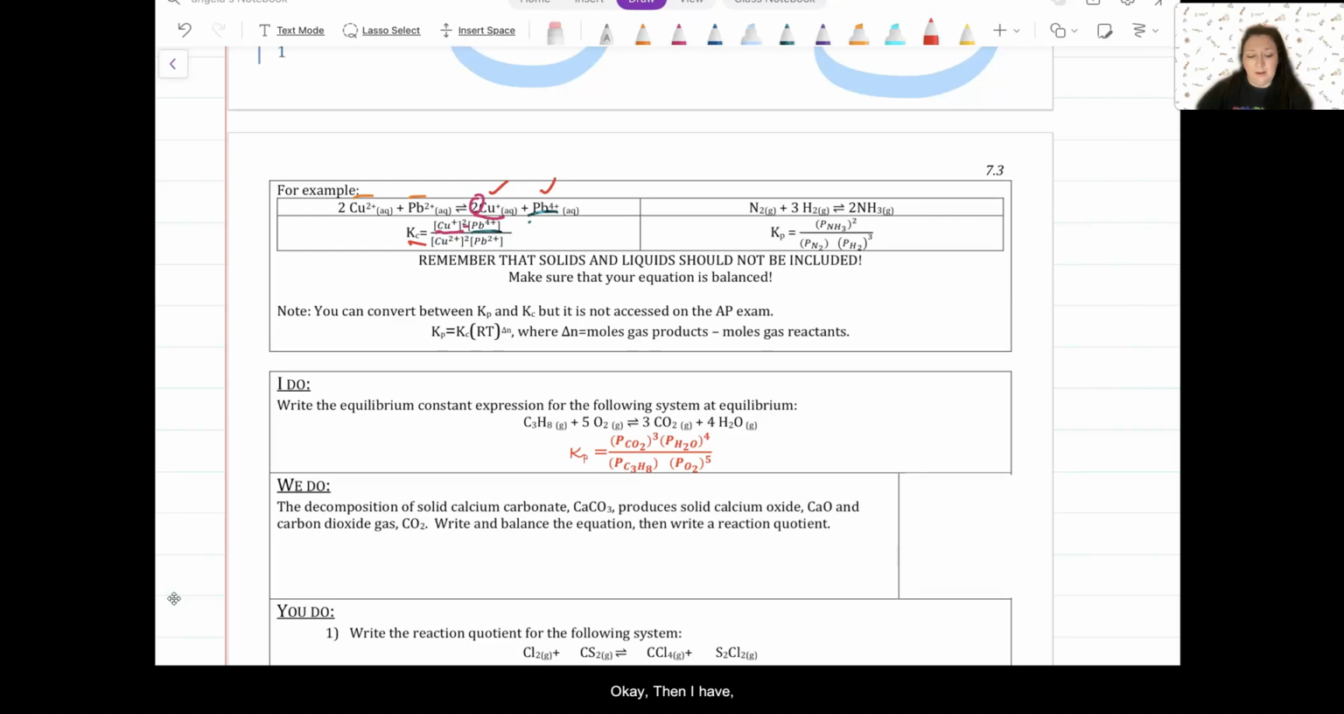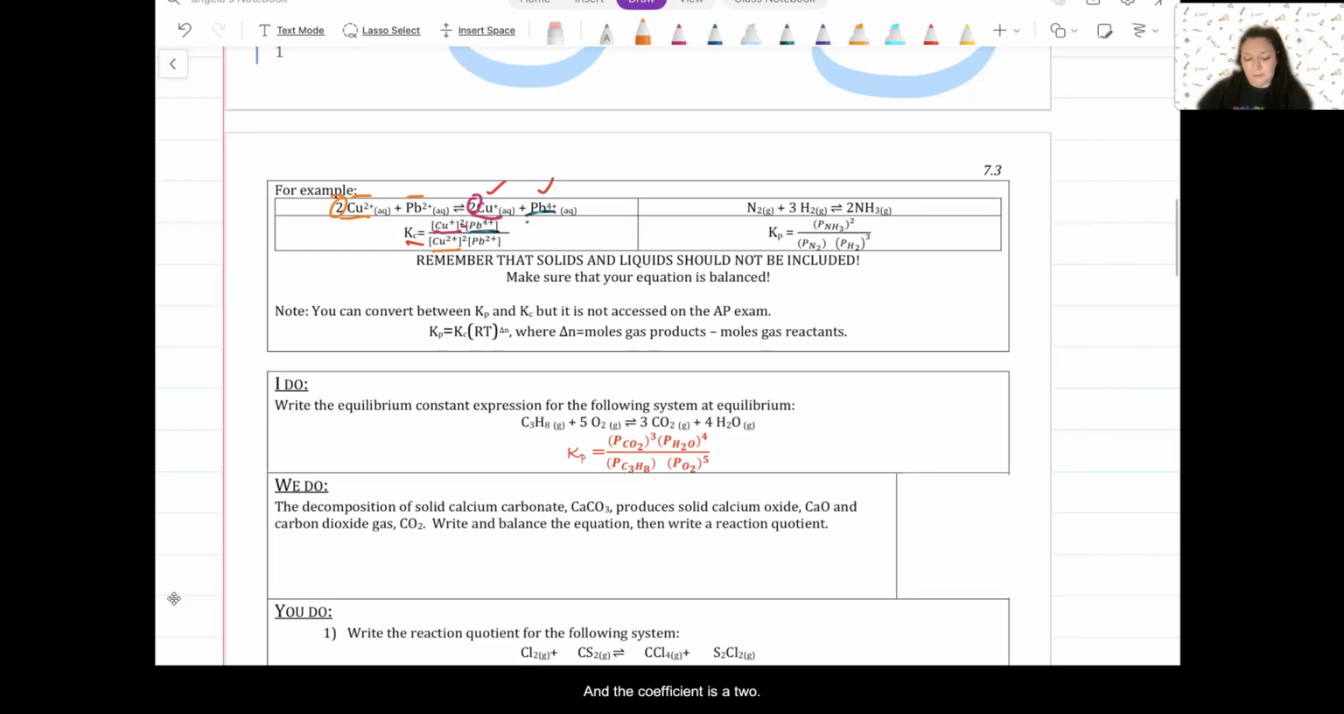Okay. Then I have, get another pen. I have my copper 2 ion right here, and the coefficient is a 2, so the exponent is a 2. And then my lead 2 plus ion, which is right here, goes right there next to him, and his coefficient is 1, so his exponent is 1. This is called writing the equilibrium expression.